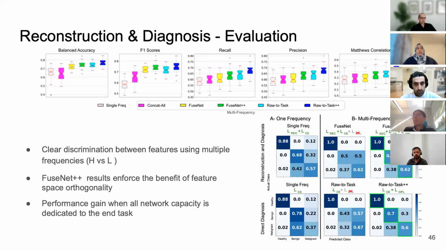Evaluation on diagnosis results shows basically improvement when we use multi-frequency, and clear discrimination between healthy versus lesion when lesions are lumped regardless of their type. When we add multiple frequencies, we have improvement of healthy versus lesion. And when we enforce orthogonality, we see the benefit of feature space orthogonality when we use orthogonal projection loss. We also see performance gain when network capacity is dedicated to the end screening task.